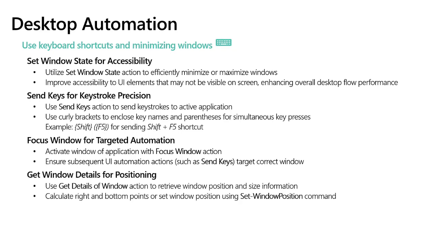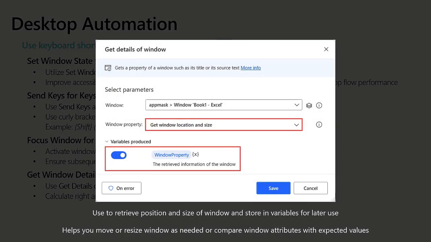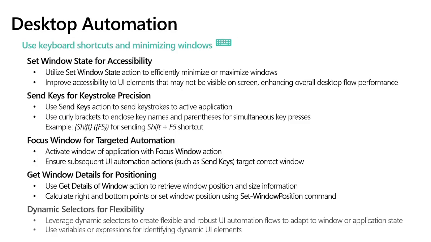To get window details for positioning, you can use the get details of a window action to retrieve the position and size of a window and store that in a variable for later use. This action helps so that you can move or resize a window as needed and also allows you to compare window attributes with expected values.